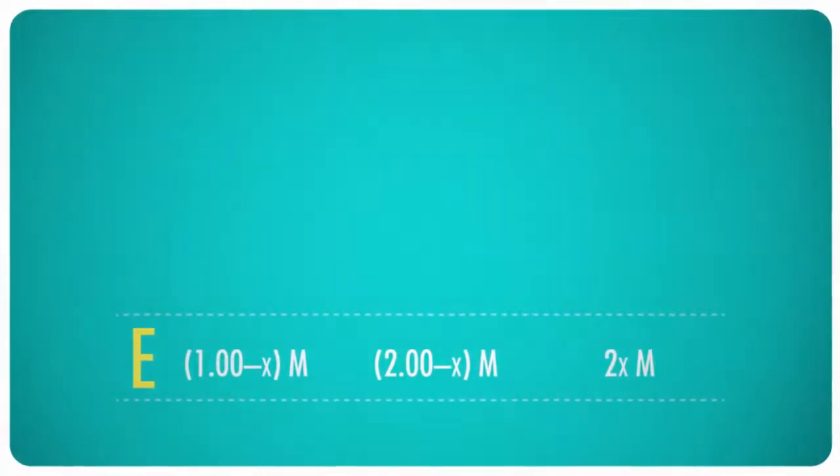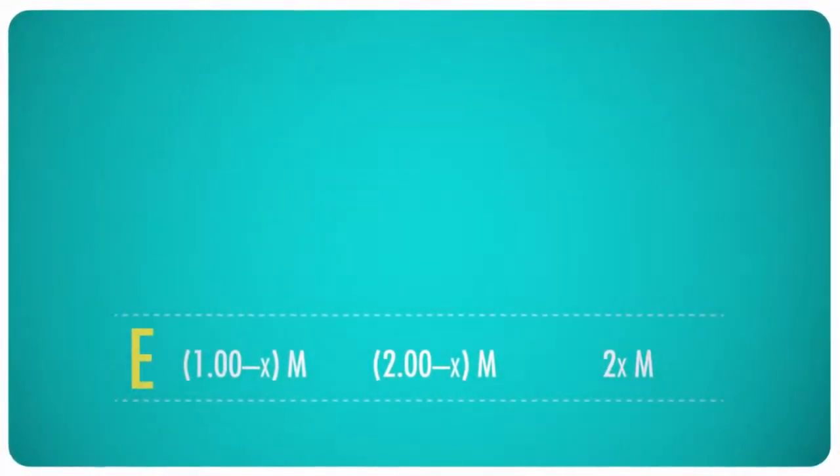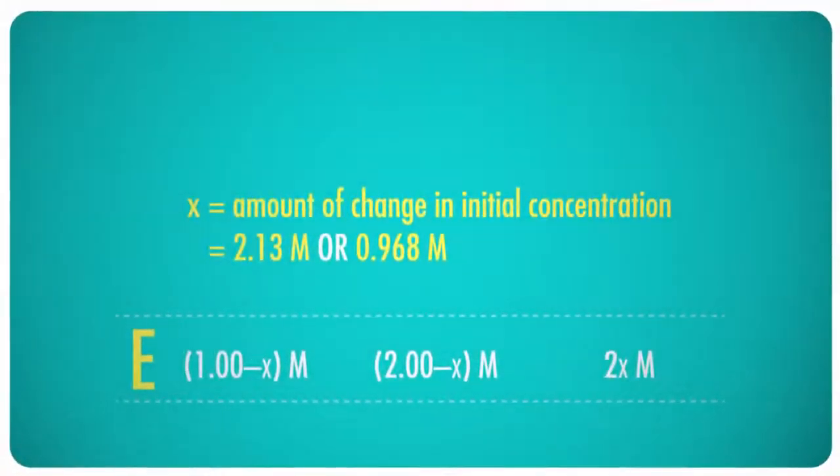To figure out which answer is the right one, think back to the beginning of the problem. I said the initial concentration of the H2 was 1 molar and the initial concentration of the F2 was 2 molar, and X is the amount that each one lost, right? Well, neither the H2 nor the F2 could possibly lose 2.13 moles per liter when they both started with less than that already, so clearly the correct answer has to be 0.968 molar.